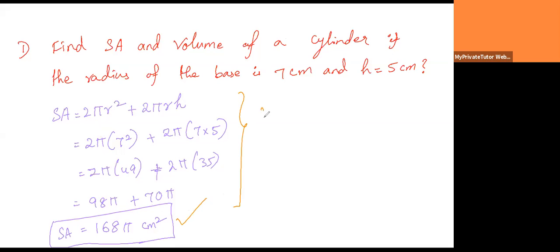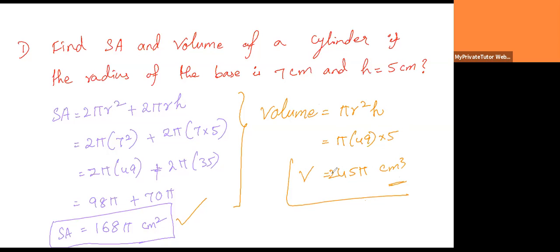That's why. Okay. So how about the volume, guys? The volume is the base area, which is pi r square, into height. Pi r square is 49 times 5. So what is 49 times 5, guys? 245 pi, and centimeter cube. If you want to substitute the pi value, please do that.